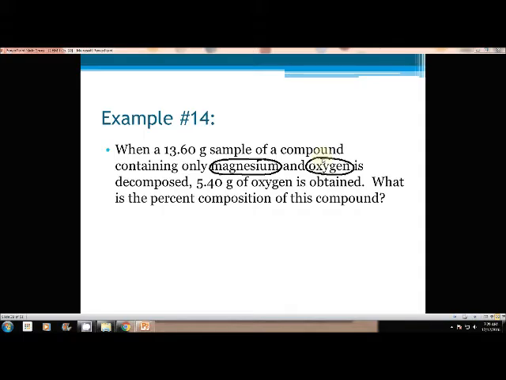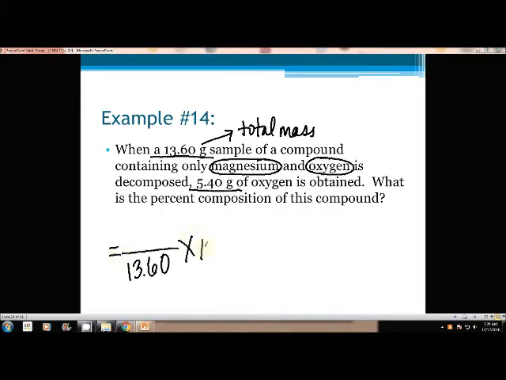Okay? Then we're given some numbers. So we have 13.60 and 5.40 grams. The 13.6 is the total mass of the whole compound. So that's going to go in the denominator. And then the 5.40 grams is of oxygen. So if we plug this in the numerator, then that means that when we solve the equation, we are solving for the percentage of oxygen. So that's percent O for oxygen.